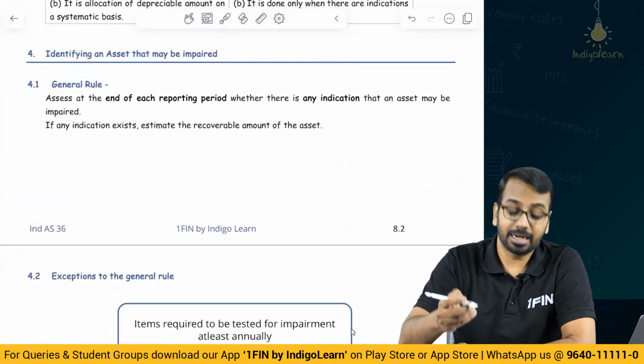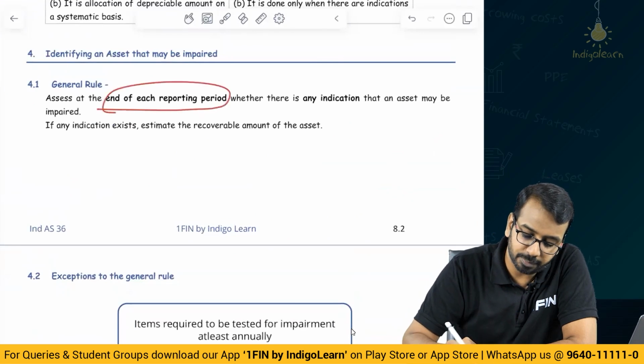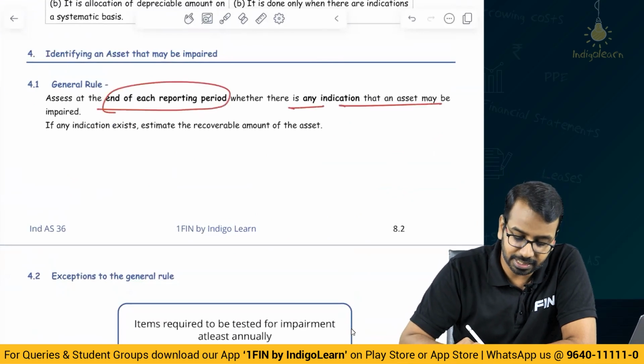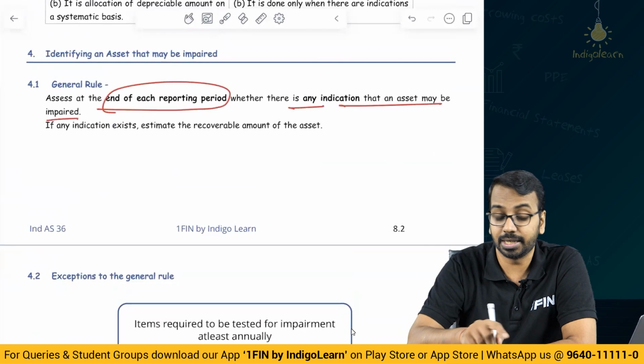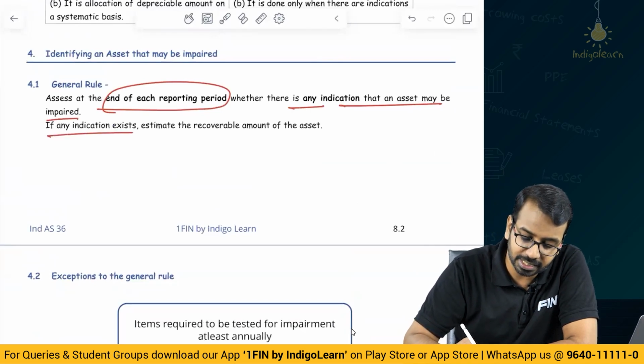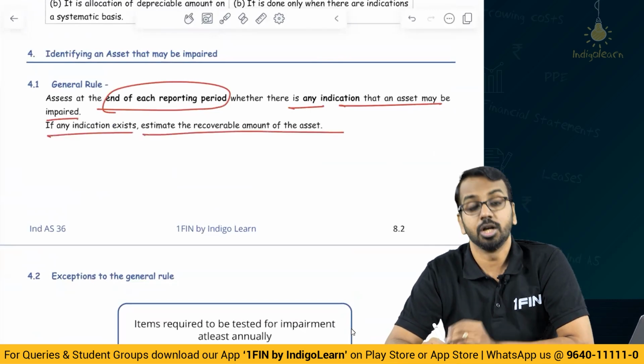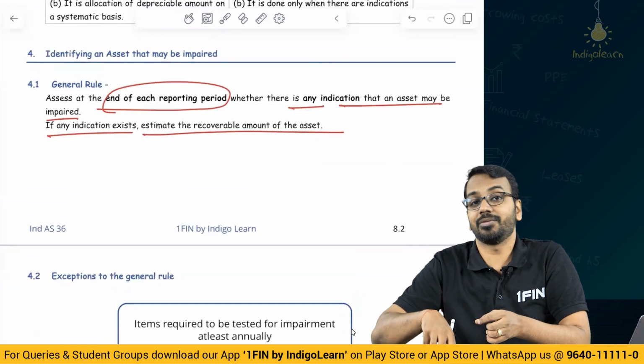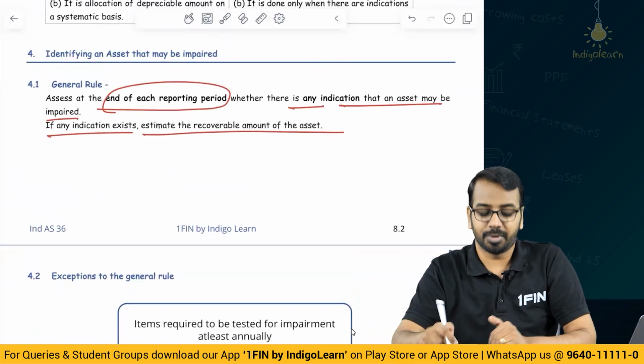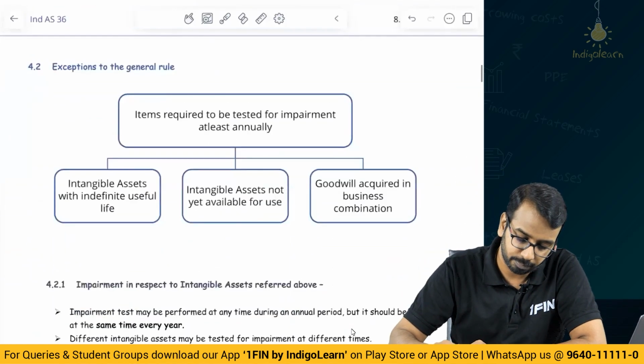Now, when do we calculate impairment? At the end of each reporting period, we have to see if there is any indication that the asset might have been impaired. So first you will check the indication. If any indication exists, then you will estimate the recoverable amount of that asset. You will not say, I will first estimate the recoverable amount and then I will directly do the impairment. First you have to see the condition.